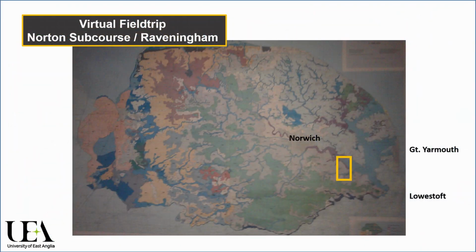The second map basically shows where we're going on our field trip. So you can see Norwich is marked in the centre, and the trip itself will take place down around the area of Hales, Norton Subcourse and Raveningham Estate inside the yellow square.